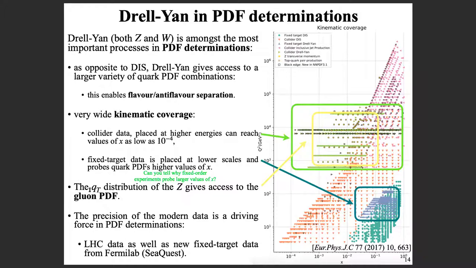In addition, there are also QT distributions for Z production. And as I will argue later, this distribution also gives us access to the gluon PDF, which is also very important to constrain well. So, in conclusion, the precision of this modern data, collider data but also fixed target data, including, for instance, the SeaQuest data that has been released very recently, drives PDF determination. So PDF determinations really rely on Drell-Yan data to get accurate determinations.